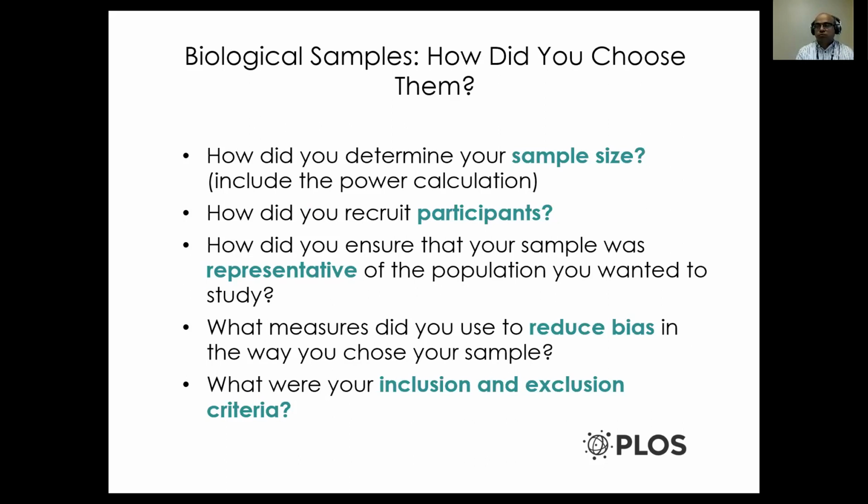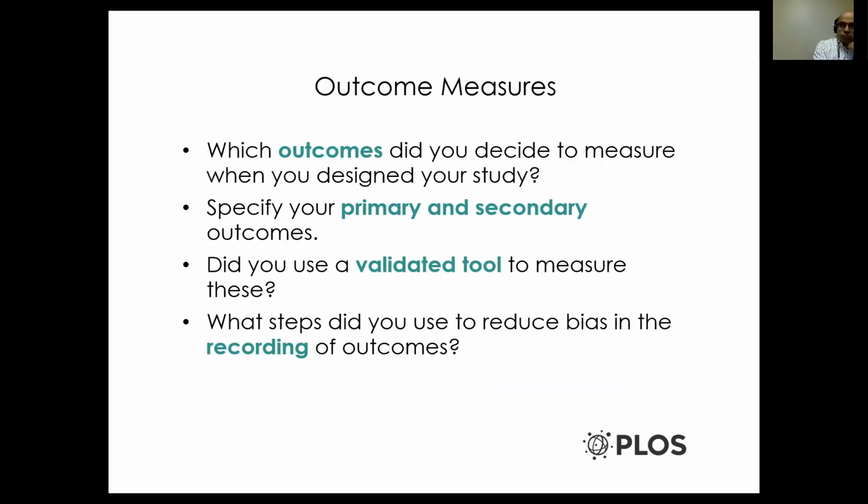So for biological samples, how did you determine your sample size, including the power calculation? How did you recruit participants? How did you ensure your sample was representative of the population? What measures did you use to reduce bias in the way you choose a sample, for your inclusion and exclusion criteria? Outcome measures, what outcomes did you decide to measure when you designed your study? Specify your primary and secondary outcomes. Did you use a validated tool to measure these? And what steps did you use to reduce bias in the recording of the outcomes?